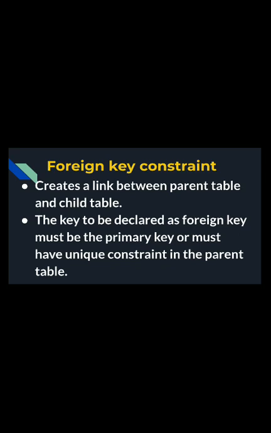Next we come to foreign key constraint. How to put a foreign key constraint? The first thing is it creates a link between the parent table and the child table that I've told you. The key to be declared as foreign key must be the primary key or must have a unique constraint in the parent table. So the key that we want to make a foreign key in our child table must be the primary key, or it should have unique values. A unique key constraint should be put on that field in the parent table.